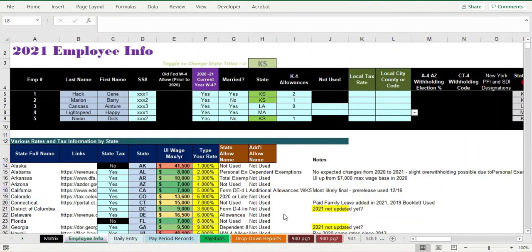Well, hey there, everyone. More 2021 payroll in Excel. It's time to talk about Kansas.